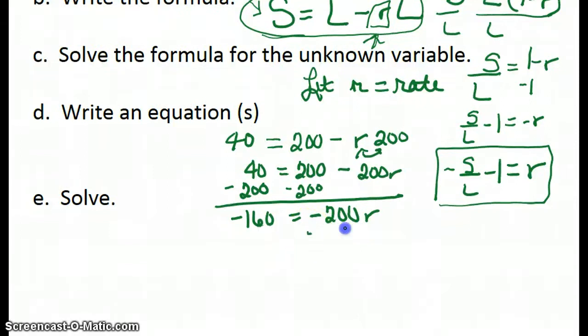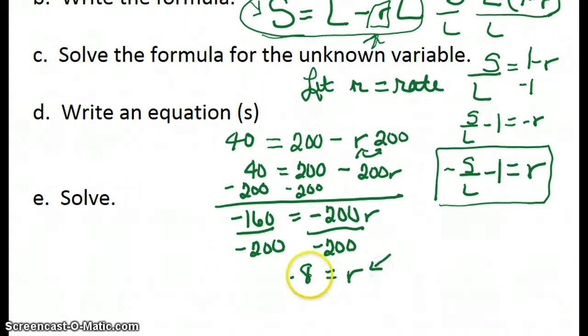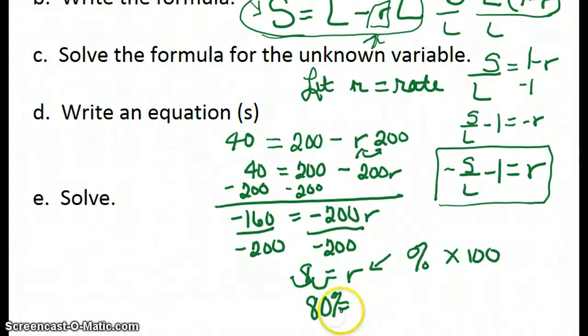Give me some more space here. Divide by negative 200. Divide by negative 200. This is where your calculator comes in awfully handy. 160 divided by 200 gives me 0.8 as my R. And remember, this is a rate, so I have to turn this into a percent. Every time you see a rate, you should think times 100. So I can move this over, times 100, and I get that my rate is 80%.